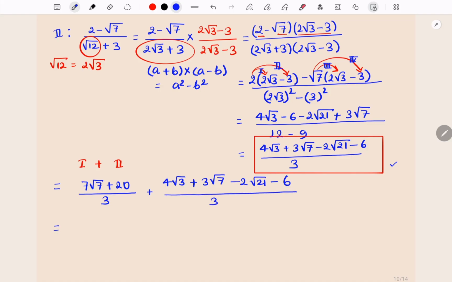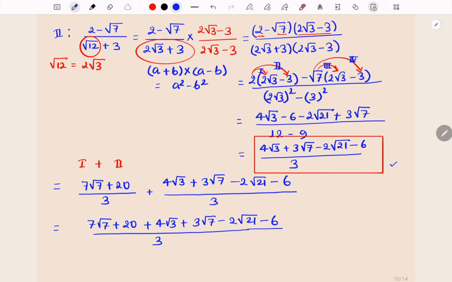Since the denominator is same for both the fractions, I can just add the numerators. So if you add the numerators, I can write it as 7 root 7 plus 20 plus 4 root 3 plus 3 root 7 minus 2 root 21 minus 6. All right.